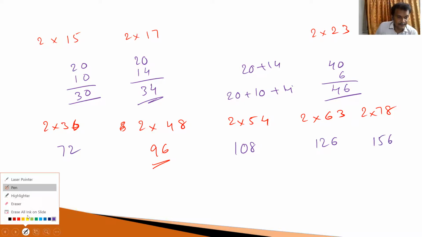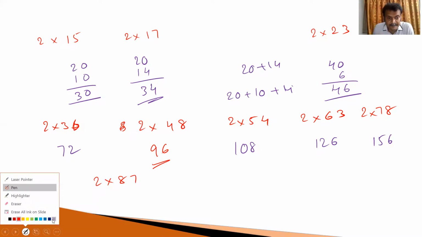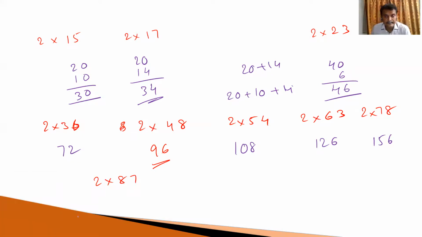Okay. Now here 2 into 87. 2 8 times equal to how much? 16. 2 80 times equal to how much? 160. 2 7 times equal to how much? 14. So 160 plus 14 equal to how much? 174. Yes, 174. So the 87 table is also like that. Okay. Next.